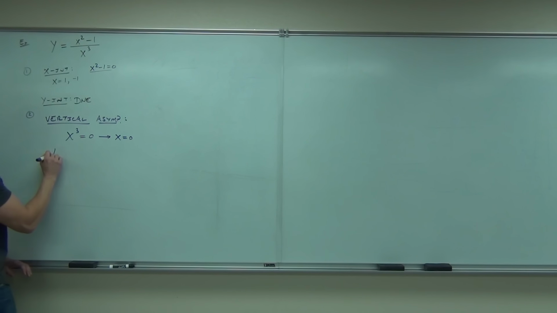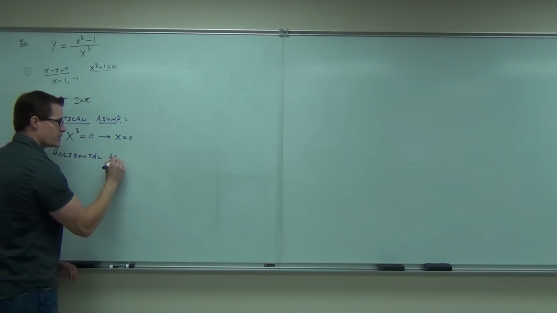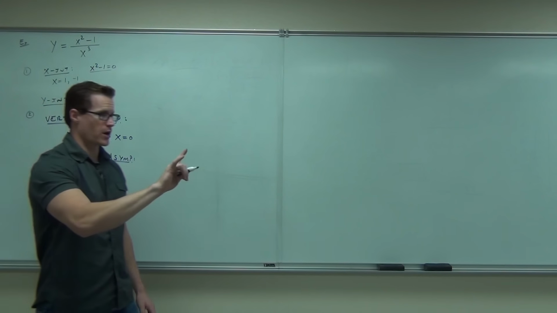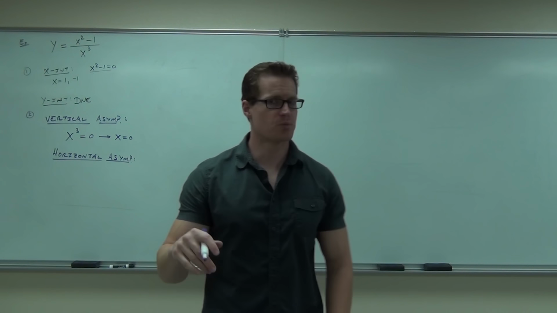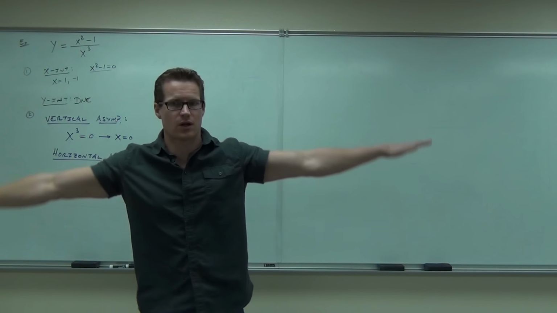How do you find horizontal? Limit. Yeah, you're right. A limit as what? As x approaches infinity. So really, there's 2 of them, right? You got to check both. Don't just assume that it's going to be the same. A lot of times it is, but we've seen cases where you have different horizontal asymptotes.